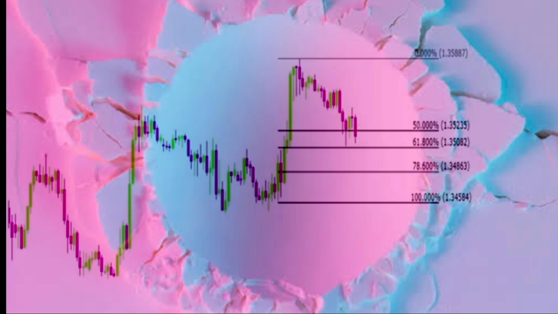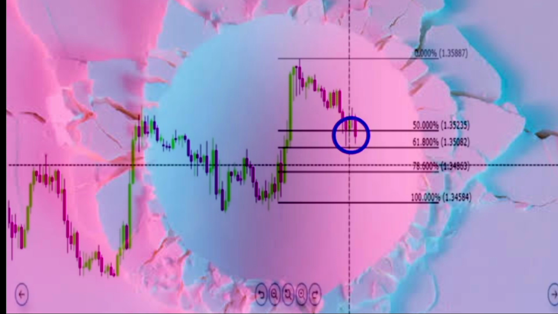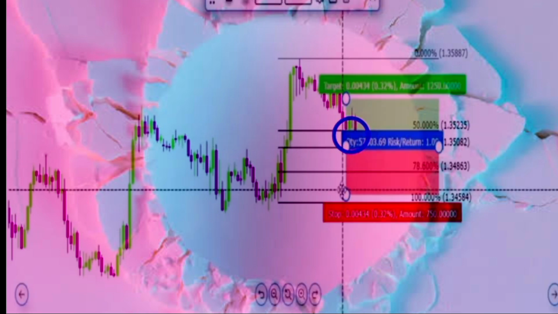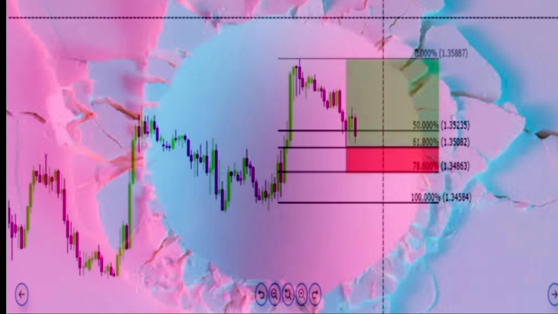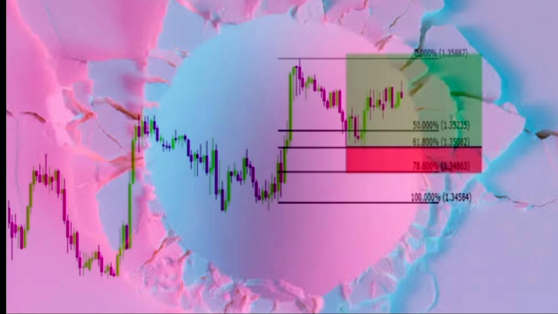4. Enter the trade. As the price reaches the 61.8% level, enter a buy position. 5. Set risk to reward. Use a 3-to-1 risk to reward ratio. And price really followed our direction. Let's have an example when the market is in a downtrend.